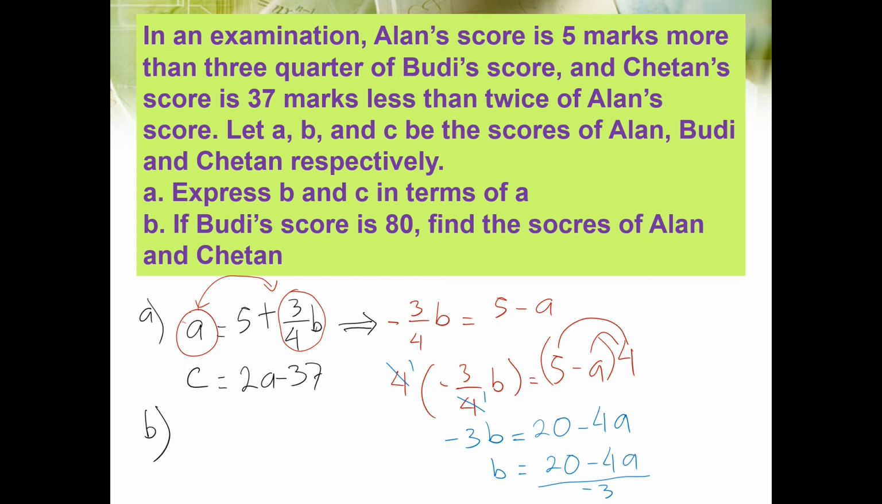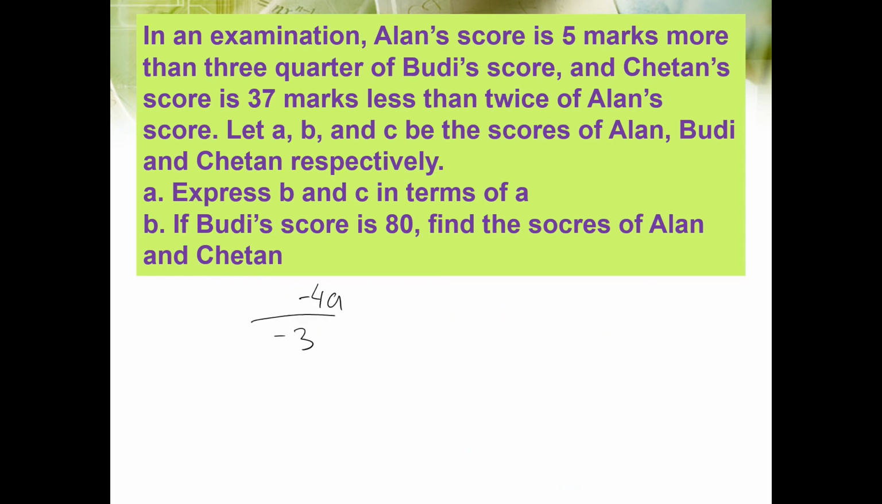Okay, continue to answer B equations. Is it possible to write here? Okay, I think it's still possible to write over here. Okay, if Budi's score is 80, find the scores of Alan's and Chetan. So I have to continue to the next slide, I think. Okay, continue.